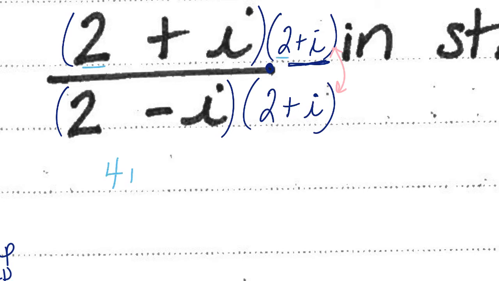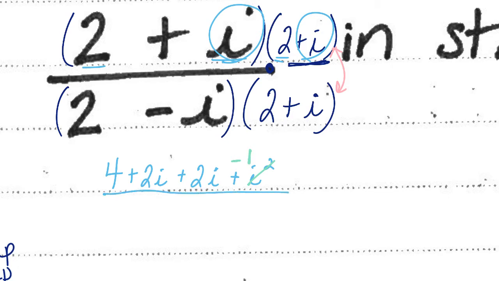Outer terms are a positive 2i. Inner terms are also a positive 2i. And my last terms are i squared. And I always do it really quickly. I say, hey, remember this is just going to change, and that's just a negative 1.